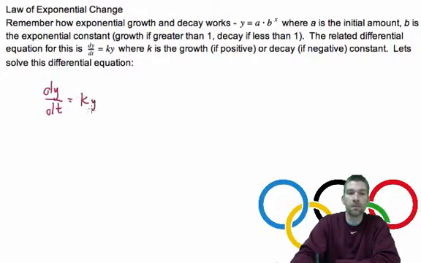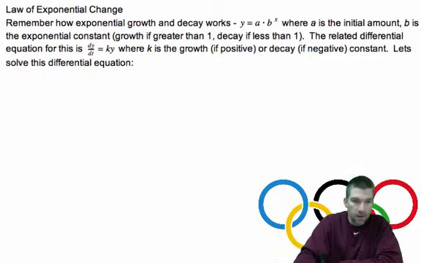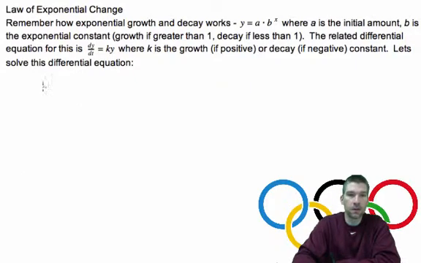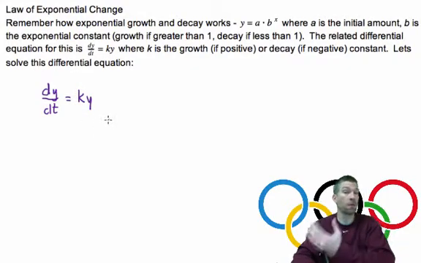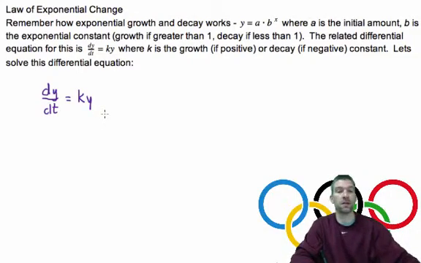So here I've got dy. This is really bad handwriting. I don't know what's gotten into me here. Maybe I'm hungry. Let's try this again. Okay, so dy/dt is equal to k times y. Remember, k is just going to be some sort of constant.